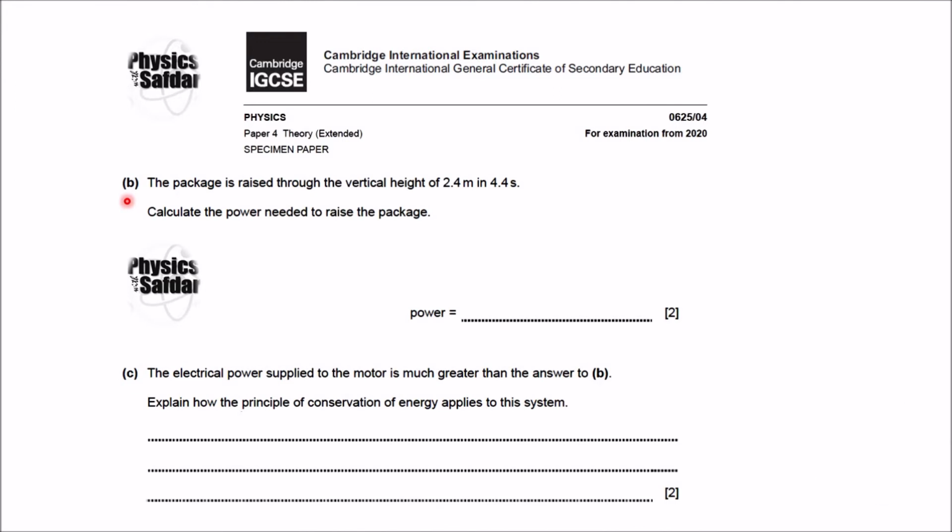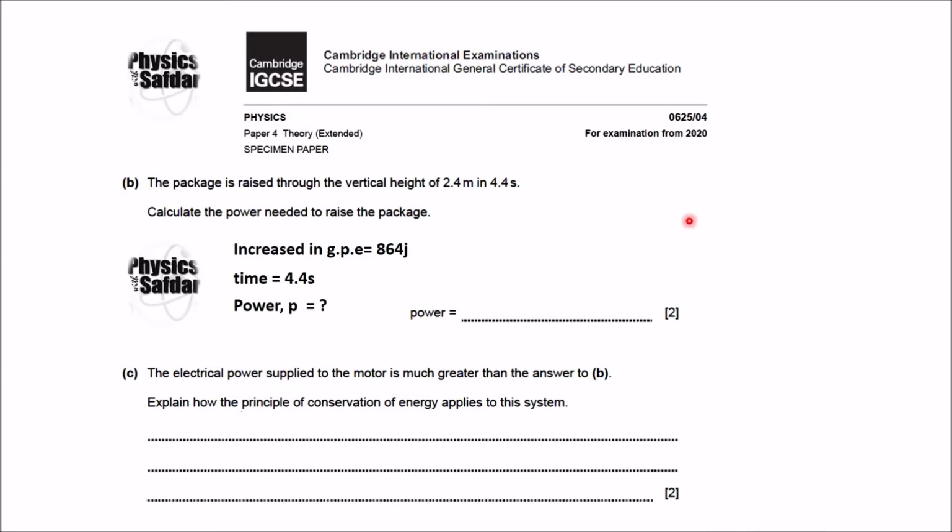Part B of question 2. The package is raised through the vertical height of 2.4 meter in 4.4 seconds. Calculate the power needed to raise the package. So we have done in part A the increase in gravitational potential energy. That is 864 joule. Time is given, 4.4 seconds, and you need to calculate the power.